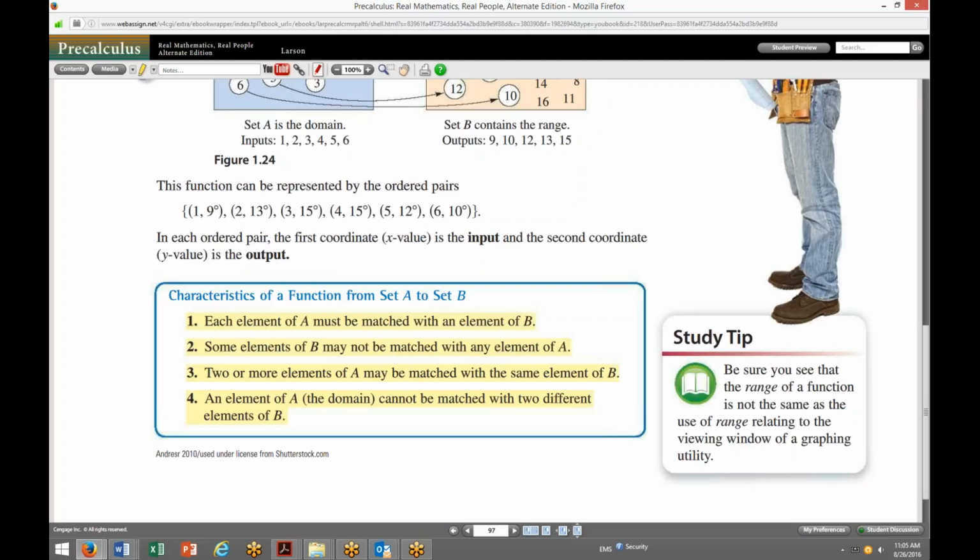So yes, two or more x values can have the same y value. The point that you cannot have is two or more y values coming from the same x value. That's what you cannot have. And that's this fourth point. An element of A, the domain set, cannot be matched with two different elements of B. It can only be matched with one element of B, and it must be matched, that's point number 1, with one element of B. So it must be matched with one and only one element of the range.